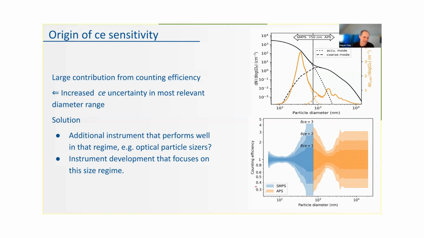Then another thing is, and that's easier said than done, that maybe some of the instrument developers could focus a little more on this size range, because I think a lot of focus is on the smaller diameters because it's more relevant to chemistry. But if you hear this, please concentrate more on this size range. It's more important for optical properties.